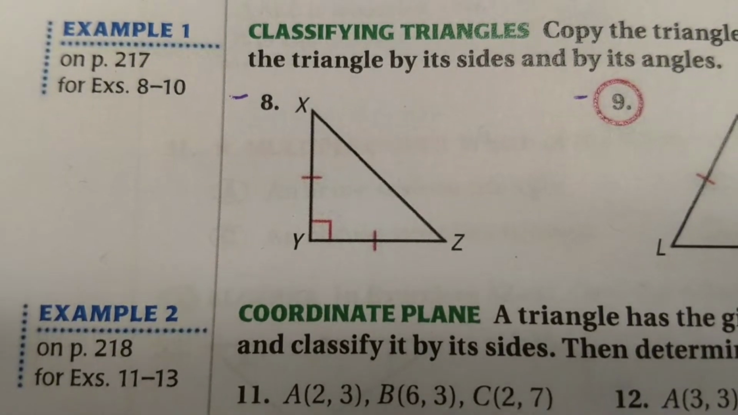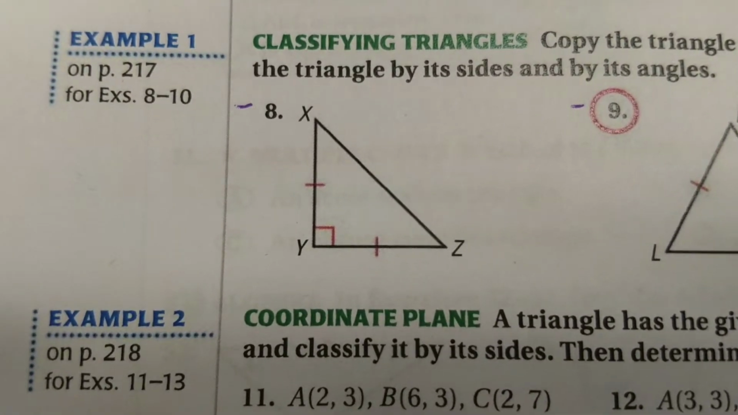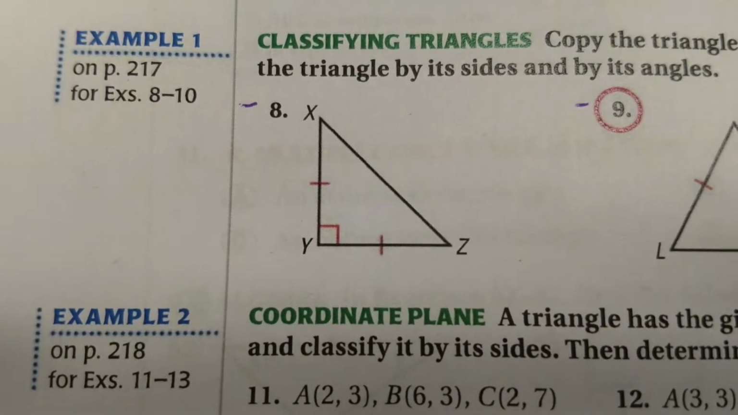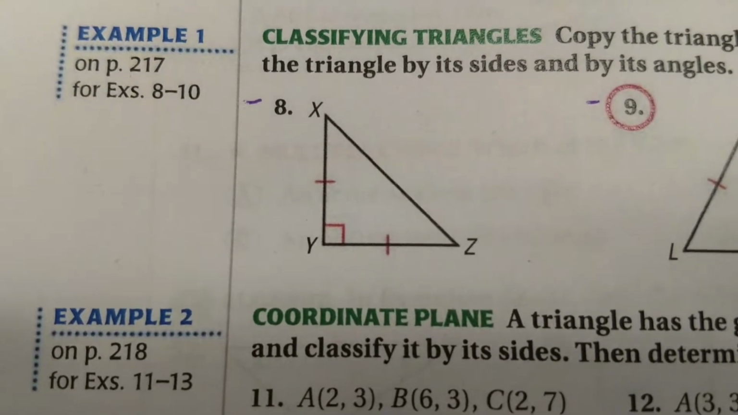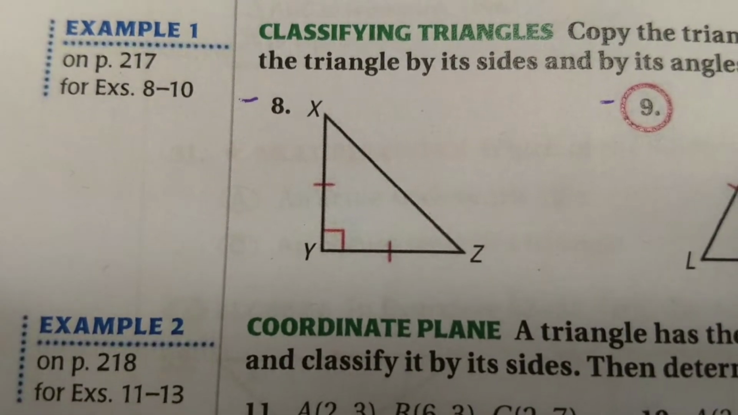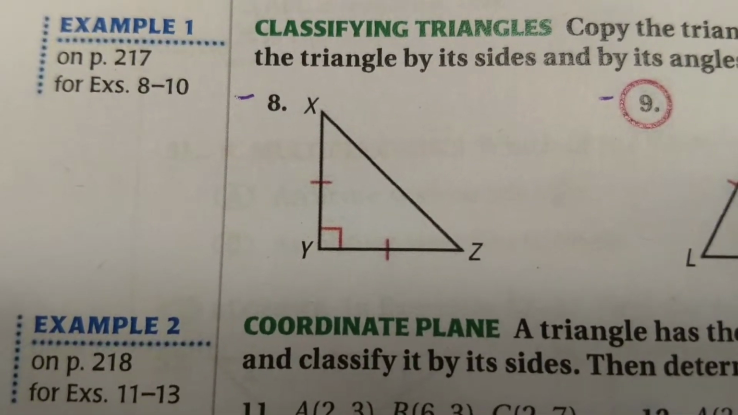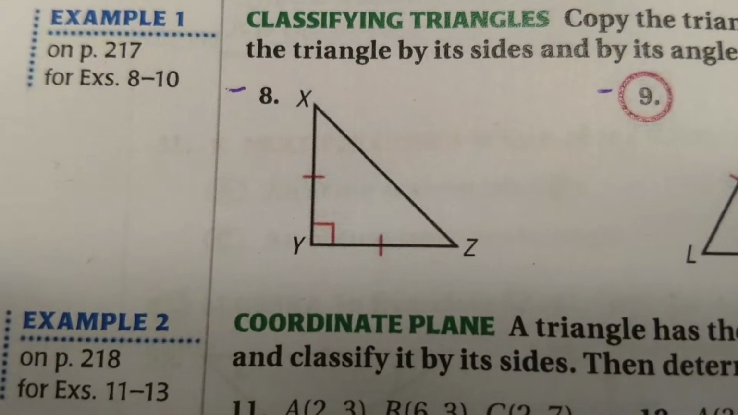I've got those 2 tick marks showing me that 2 of the sides are the same. And that means it's an isosceles triangle, because in an isosceles triangle at least 2 congruent sides are part of that triangle. And then if I classify it by its angles, I can see that one of the angles is right, so this makes it a right angle as well. So we would call this a right isosceles triangle.